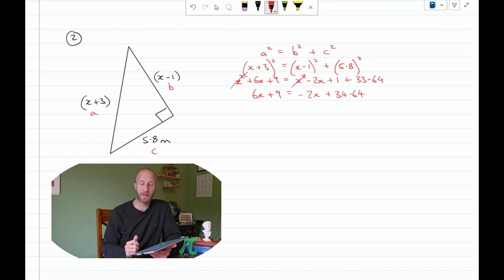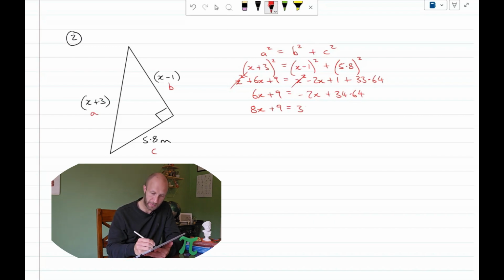And then I need to gather all my x's on one side. I don't have a squared x here, that's fine because they cancelled. So I just need to solve this how I would usually, get all the x's on one side. And I'm going to do that by adding 2x to both sides to get rid of the minus 2x. So add 2x to the left, 6x plus 2x is 8x. The 9 tags along. I've added 2x, so the minus 2x will disappear. So I'll just be left with the 34.64.